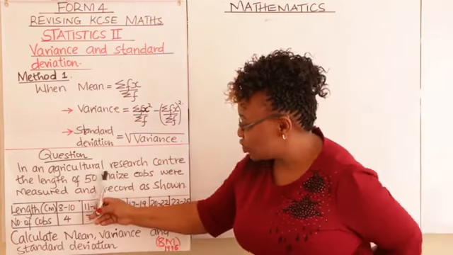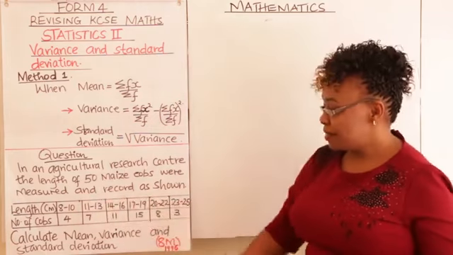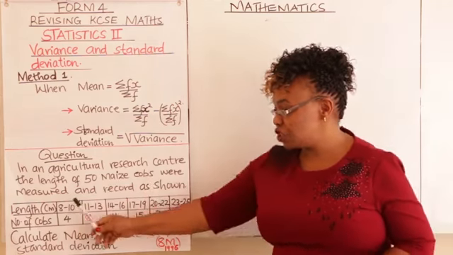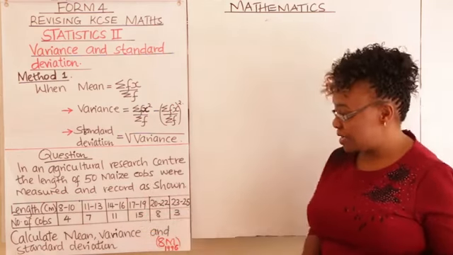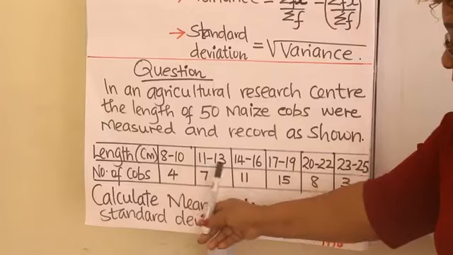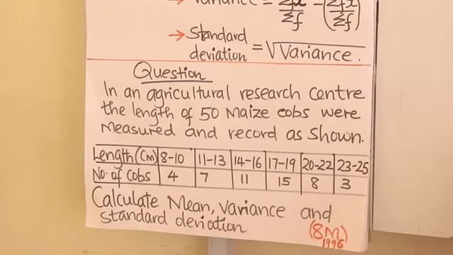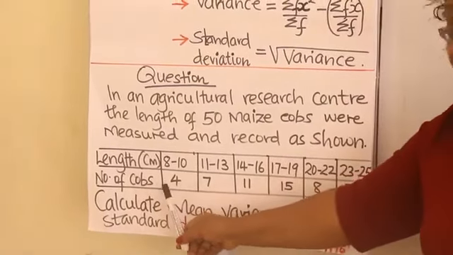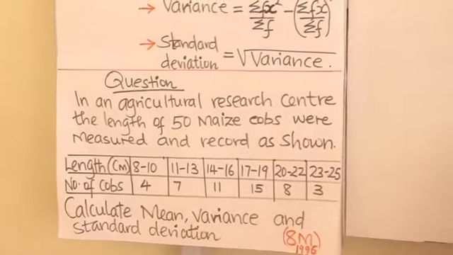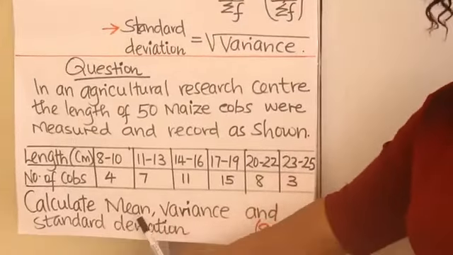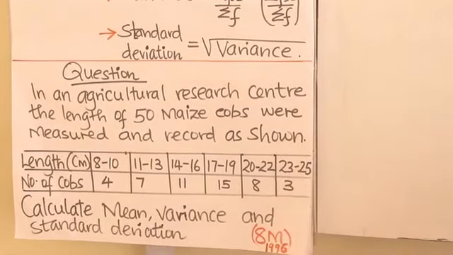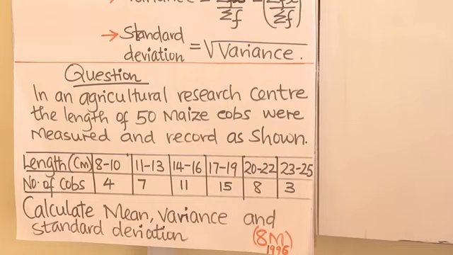In an agricultural research center, the length of 50 maize cobs were measured and recorded as shown below. So you have the table there, the length in centimeters of those maize cobs, and the number of cobs, in other words, the frequency, 4, 7, and so on and so forth. So the question is, calculate the mean, variance, and standard deviation.